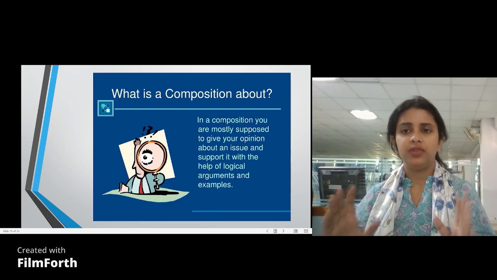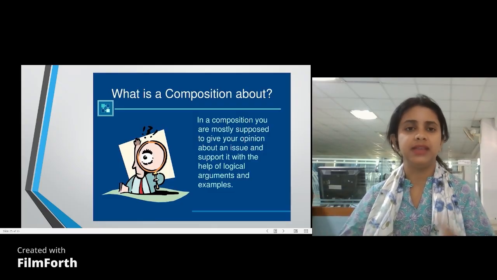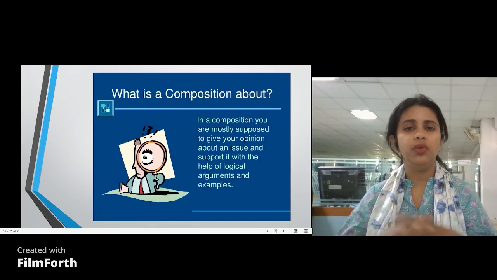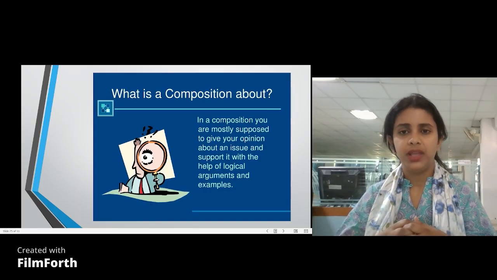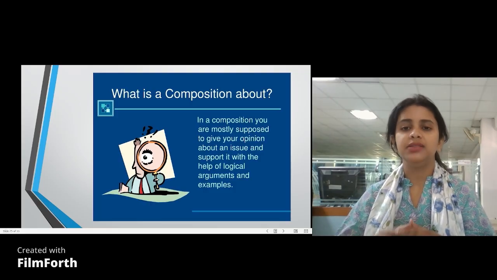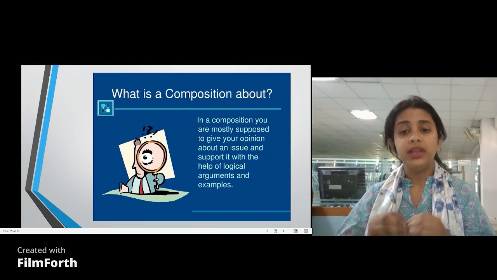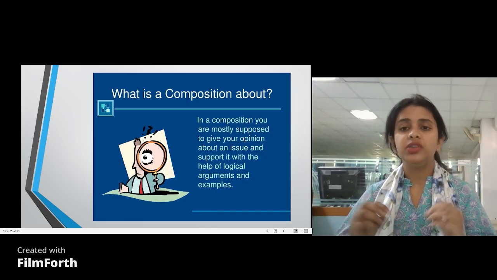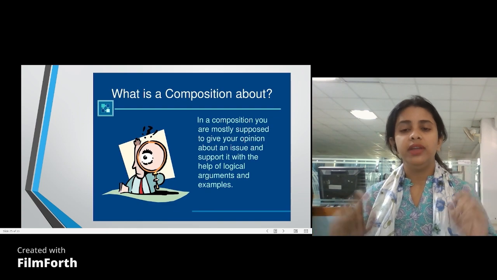Now, let's start from the beginning. Let's start with the basics of composition, as it is there in the slide. You can see what a composition is all about. So, in a composition, you are mostly supposed to give your opinion about an issue and support it with the help of logical arguments and examples.